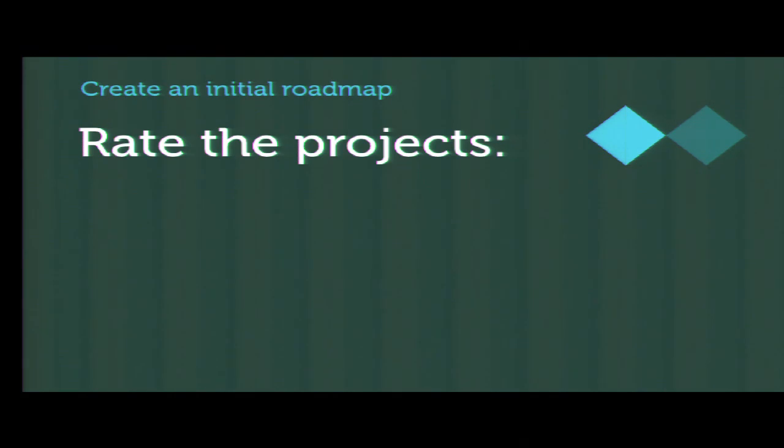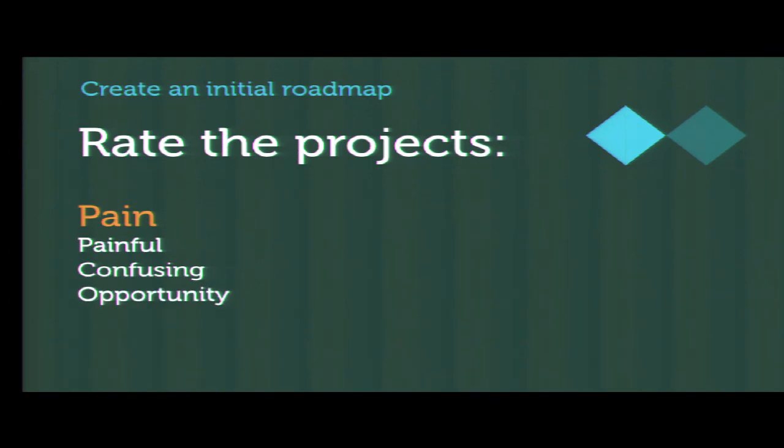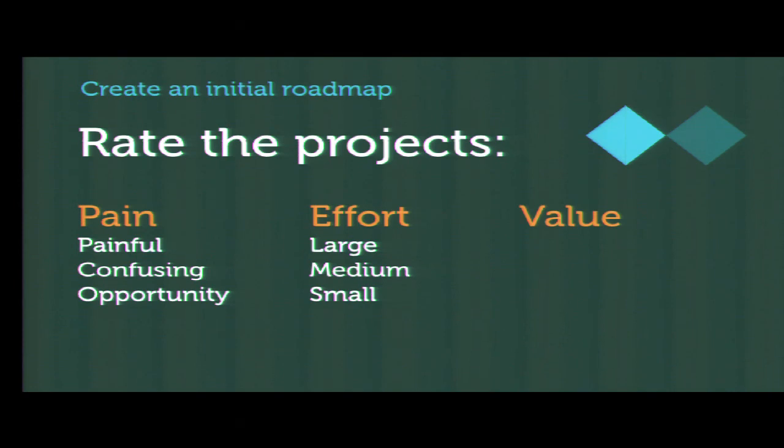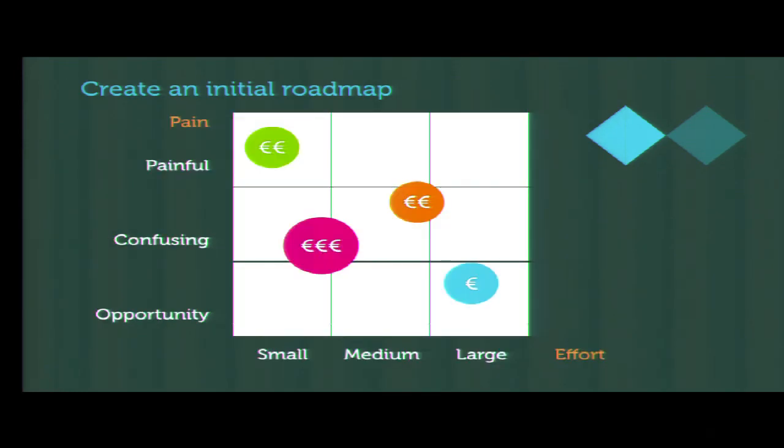We want to rate those projects. We want to rate them along the pain that is being felt by the customer. We want to rate them for the effort required to solve it. We want to rate it by the value that it might bring to the organization. So what do we do? A 3x3. So very painful at the top left. Not so painful, but quite confusing in the middle. And no pain, but we see an opportunity for a real improvement at the bottom.